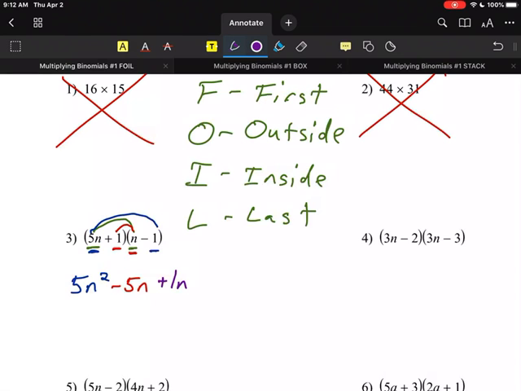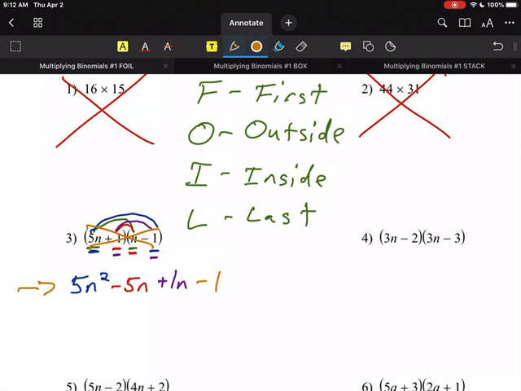All right, and then you do your last terms. So the 1 is the last term in the first polynomial, and this negative 1 is the last term in the second polynomial. All right? Hopefully you can follow my rainbow colors here. So 1 times negative 1 is negative 1. And then the last part, so you're done with this.